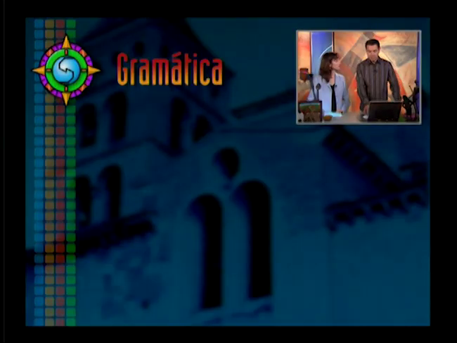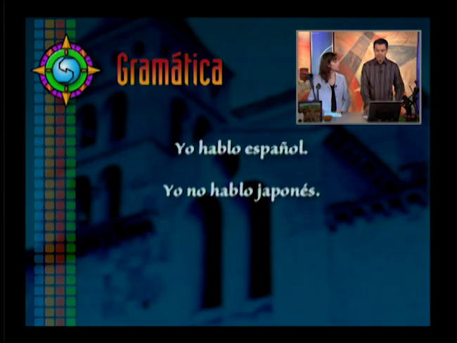Okay. So now that we remember the forms, let's look at where to place the word no in a sentence. In Spanish, making sentences negative is very simple. The important part is to remember where to place the word no in the sentence. So let's take a look at some examples in the slides that we're going to show you. In the first slide, we have sentence number 1, and this one says, yo hablo español.